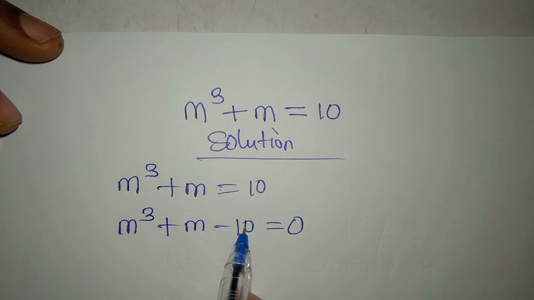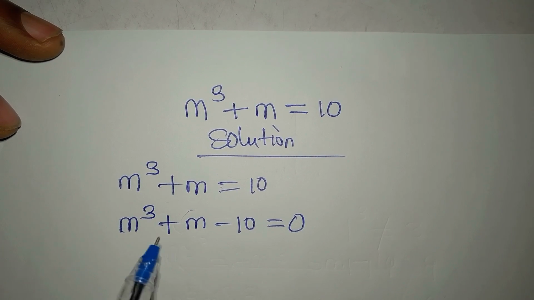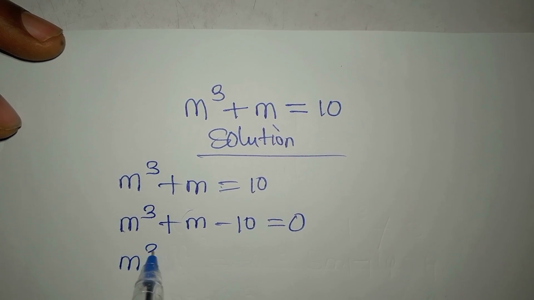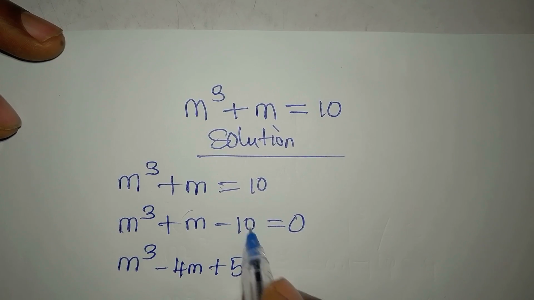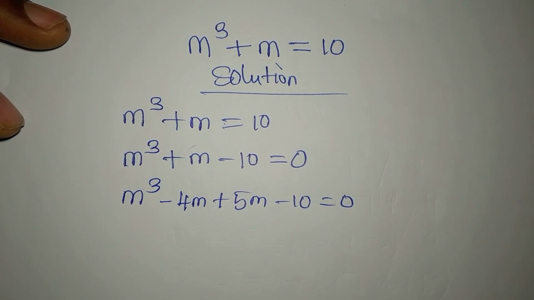three terms. And because of that, we will have to expand what we have here so that we'll group and factorize. It is called group factorization. So we'll group into 2 and factorize each of them. Now I have m to the power of 3. M here can be minus 4m plus 5m. Then I have this minus 10 equals 0. Minus 4m plus 5m will give us m.